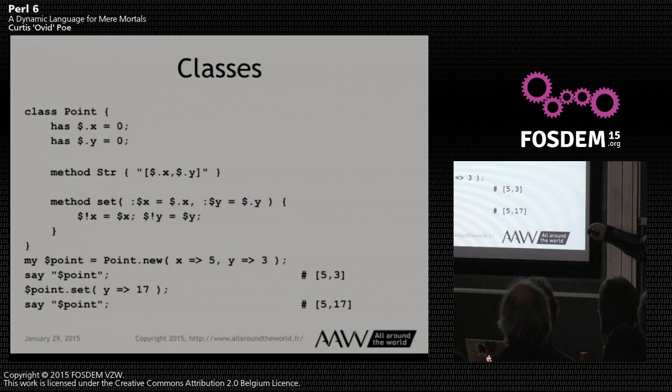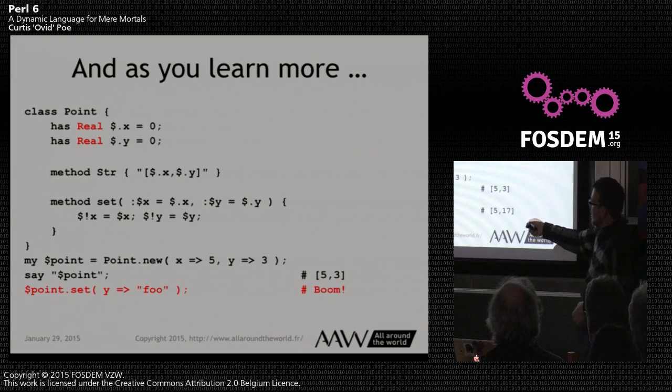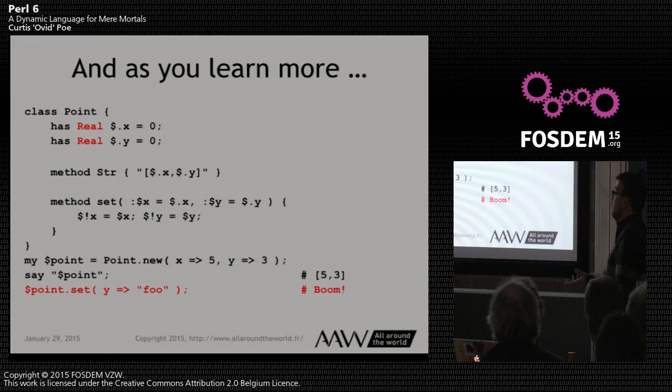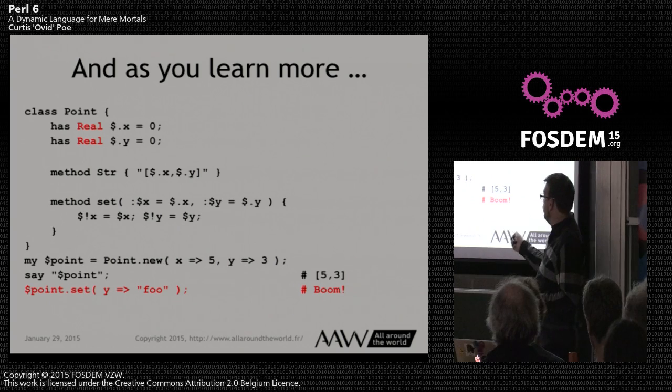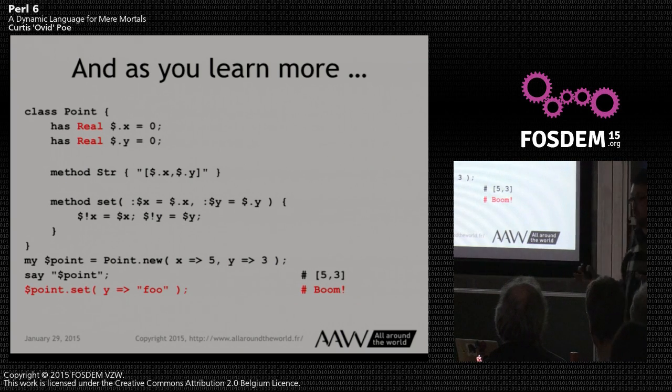So the syntax takes a bit to get used to. It's really not hard once you understand what's actually going on. But you can actually set y to foo. So we already know about gradual typing in Perl 6. So just declare y as a real if you want to. Now if you try and set y to foo, boom, it'll blow up. No extra work for validation. It works as you expect it to work.